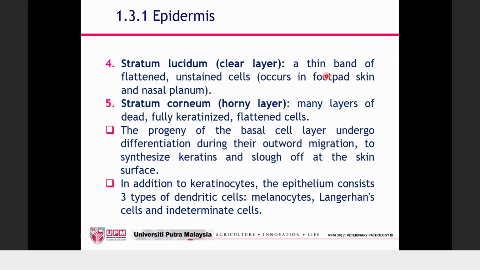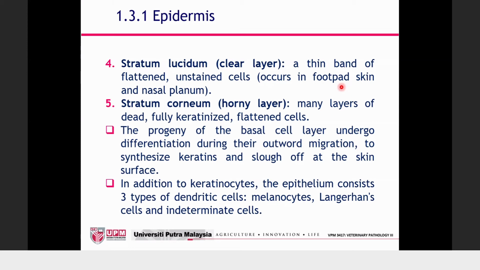Yes, very good. Yes, correct. Because if you can imagine the foot pad, especially dogs, for example, even cats, they run, they jump. So there is an area where there is a lot of friction. So this layer, the stratum lucidum, actually functions to reduce those friction or shear forces, so that the outer skin layer doesn't simply slough off.